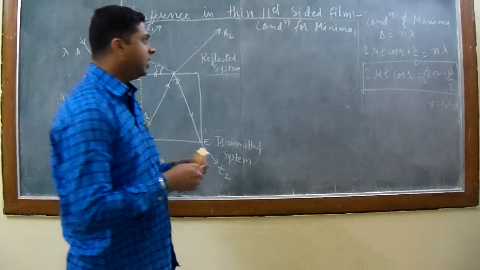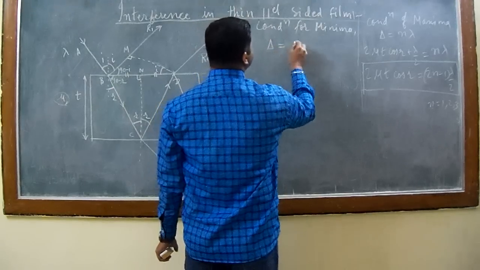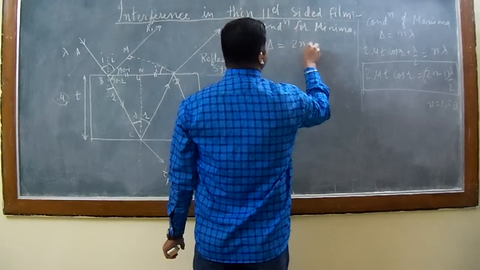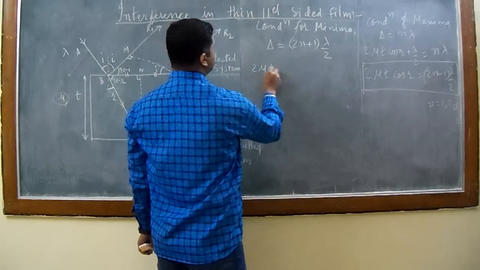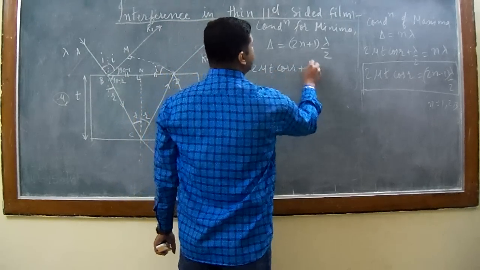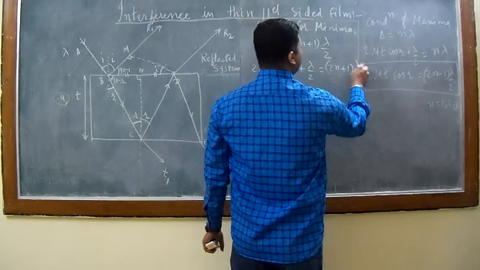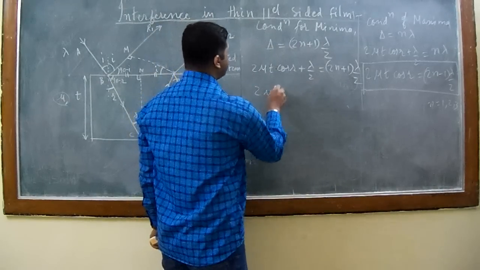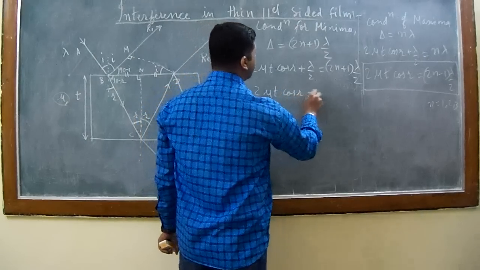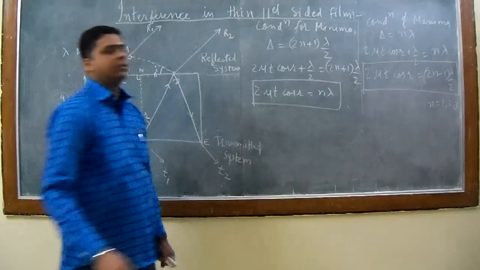Now the condition for minima, or condition for darkness, or condition for destructive interference, is that the path difference should be an odd integral multiple of half the wavelength. So the path difference in our case is 2 mu t cos r plus lambda by 2, and if it is equated to (2n plus 1) lambda by 2, transferring this lambda by 2 to the right hand side, we can write this condition as 2 mu t cos r is equal to n lambda. So this is the condition for minima.